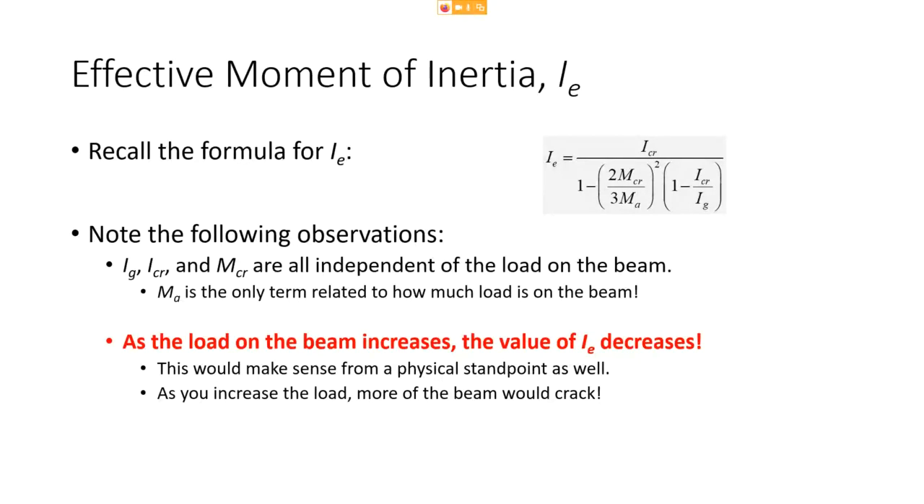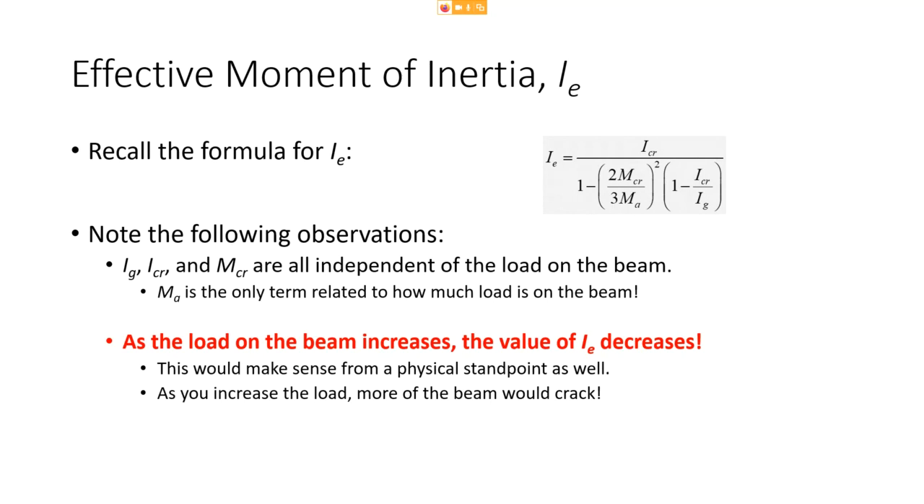Remember, the reason that we use an effective moment of inertia is because when we have a beam that's subjected to load, we have some of the beam that's cracked and some of it that isn't. So instead of using the two extremes, either the gross moment of inertia or the cracked moment of inertia, we use this value IE, which is sort of like a weighted average, somewhere in between, because some of the beam is cracked and some of it isn't.